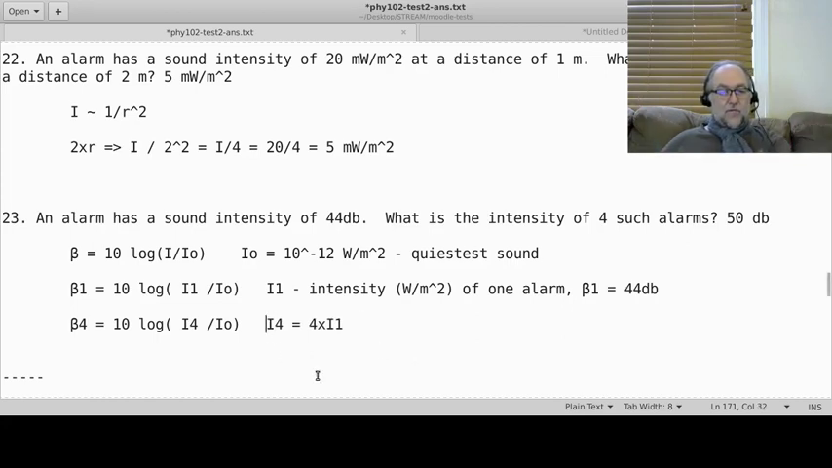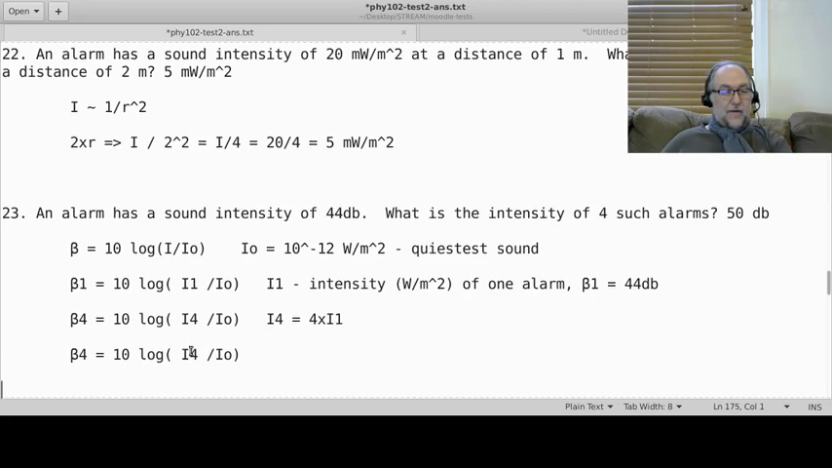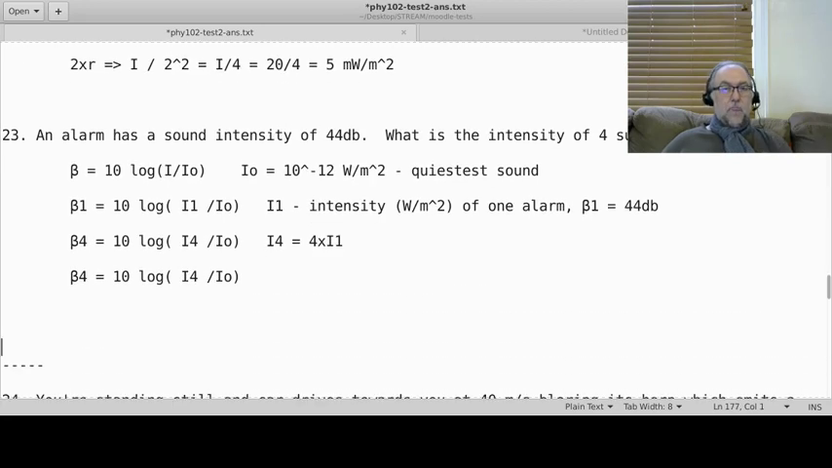They're like any other unit you've ever dealt with. If you have one alarm with intensity I1 and you have 4 of them, it's going to be 4 times I1. So let's put this into that right there. On the next line, instead of I4 here, let's replace that with 4 times I1. So 4 times I1 like that. And let me group those two together, put that over there like that.